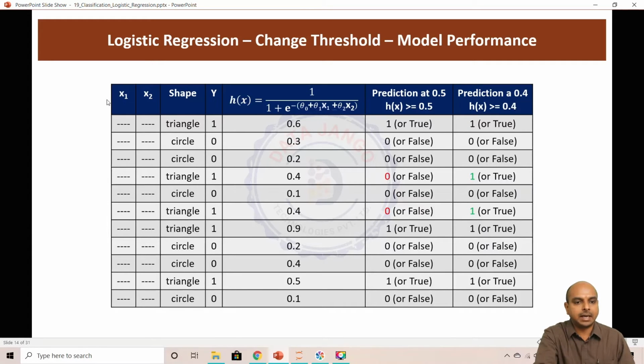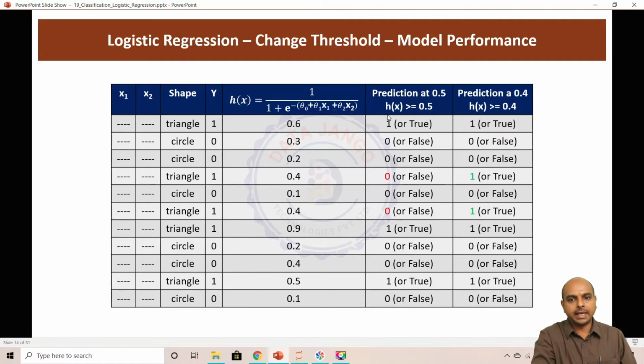When I pass this data x1, x2 and y to logistic regression, the algorithm will generate the probabilities like this. For the first record it generated 0.6, second record 0.3, third record 0.2, like that. The scikit-learn logistic regression algorithm will take a threshold of 0.5 and convert it to true or false. The 0.6, it converted into true by taking the threshold. If you take this series object or a numpy array and do greater than or equal to 0.5, all these numbers will get converted to true and false. I think you know that and you remember it.